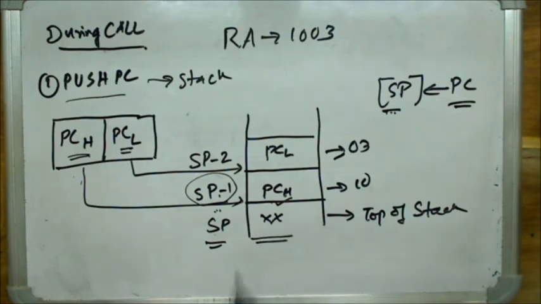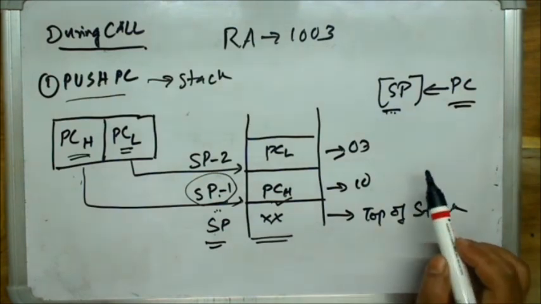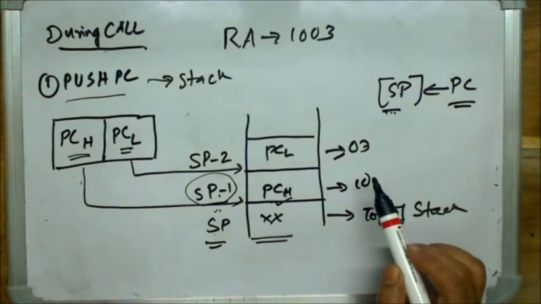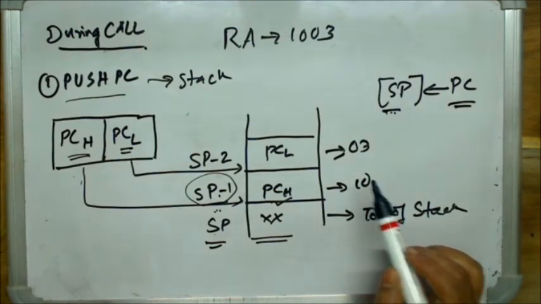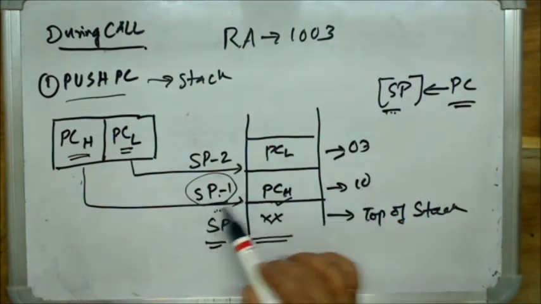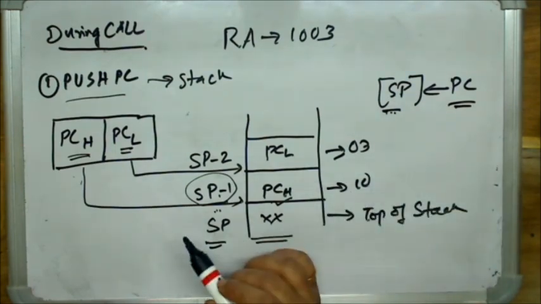Remember this principle all the time. In all the processors, whether it's 8085, 8086 or Pentium, any Intel processor, they all work on the same principle: higher byte, higher address; lower byte, lower address. So PC will put the value PCH in SP minus 1, that is the new location pointed by SP. Okay, so this is the first step.